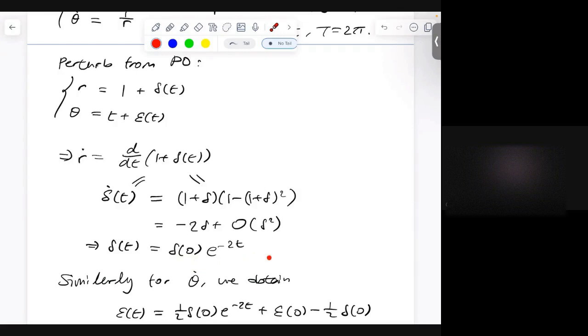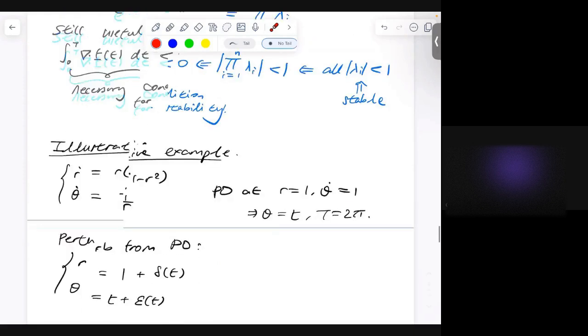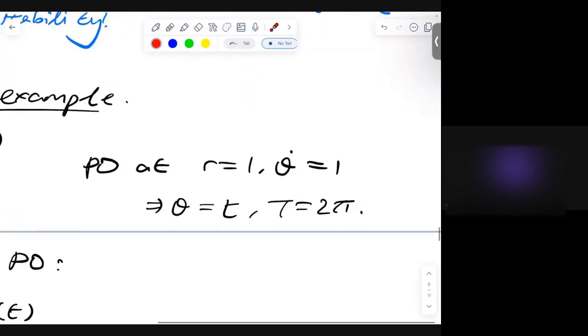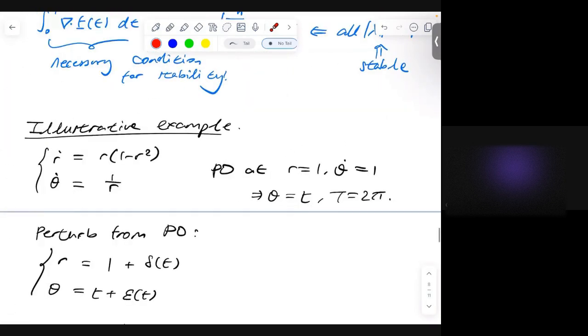Sorry, I have no idea why is theta equal to t? Why is theta equal to t? Because theta dot is equal to 1 on the PO.